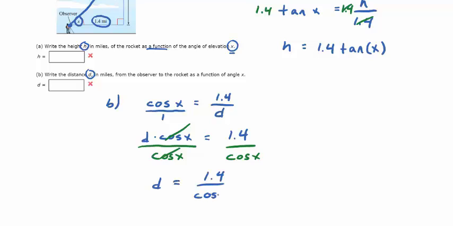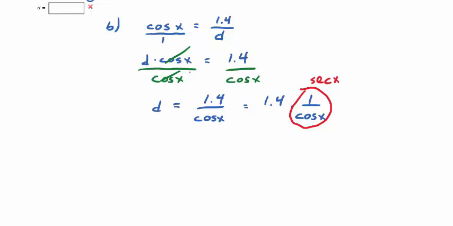1.4 divided by cosine x, which you could write as, if you think about it, 1.4 over the cosine x is the same as 1.4 times 1 over the cosine x, which is this guy right here, is secant x. So a kind of a slick way of writing the answer then would be d equals 1.4 times secant x. Remember, when you type it in WebAssign, you'll need parentheses around the x.